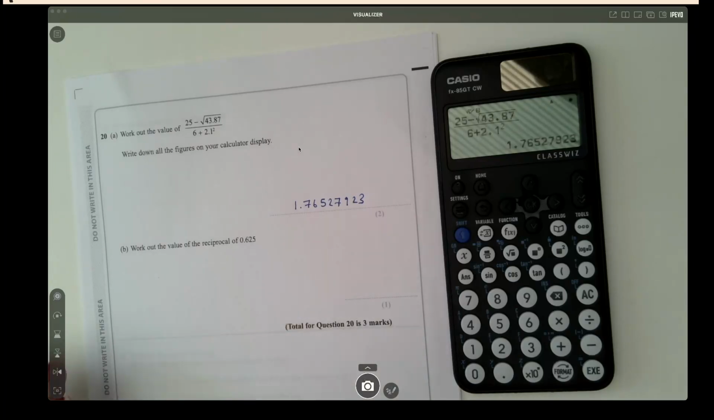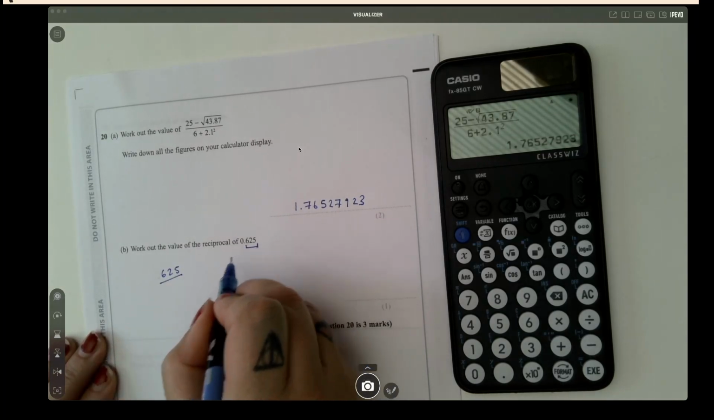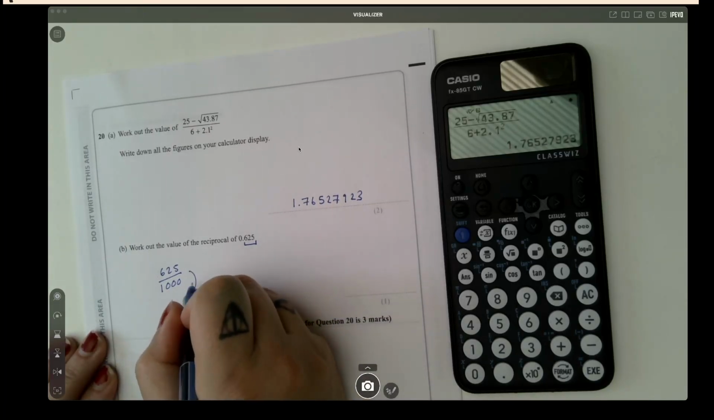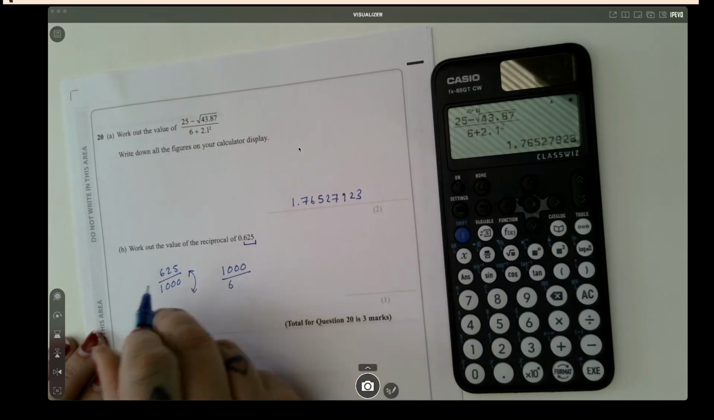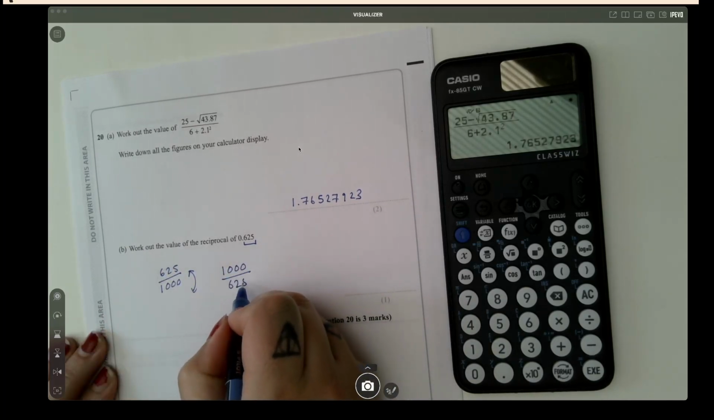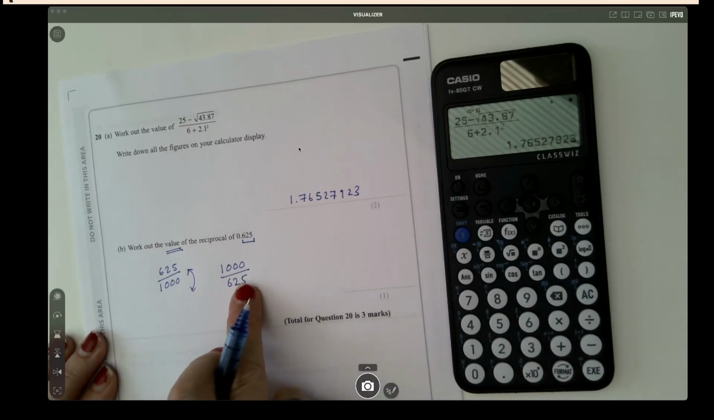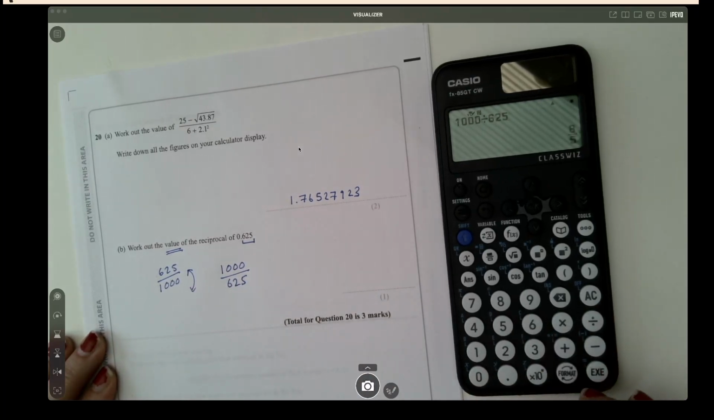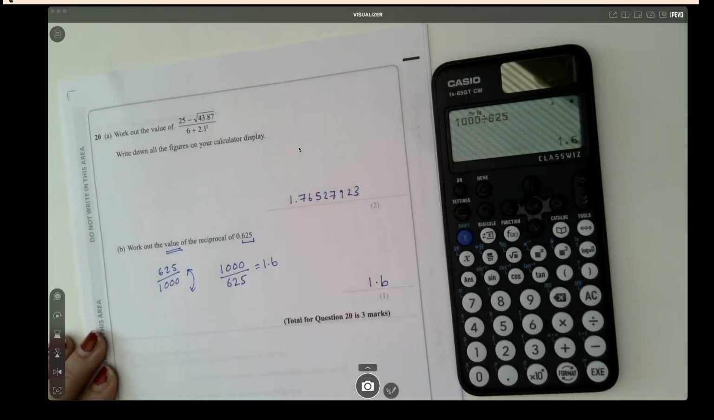Work out the value of the reciprocal of 0.625. So what I'm going to do is first I'm going to make it into a fraction. So it's 625 out of, there's 3 decimal places, so 1000. The reciprocal requires me to flip it upside down because the reciprocal is what I would multiply this by to get an answer of 1. It wants us to work out the value, so now we're going to do this sum. 1000 divided by 625 is equal to 1.6. I'm going to put 1.6 on my answer line.